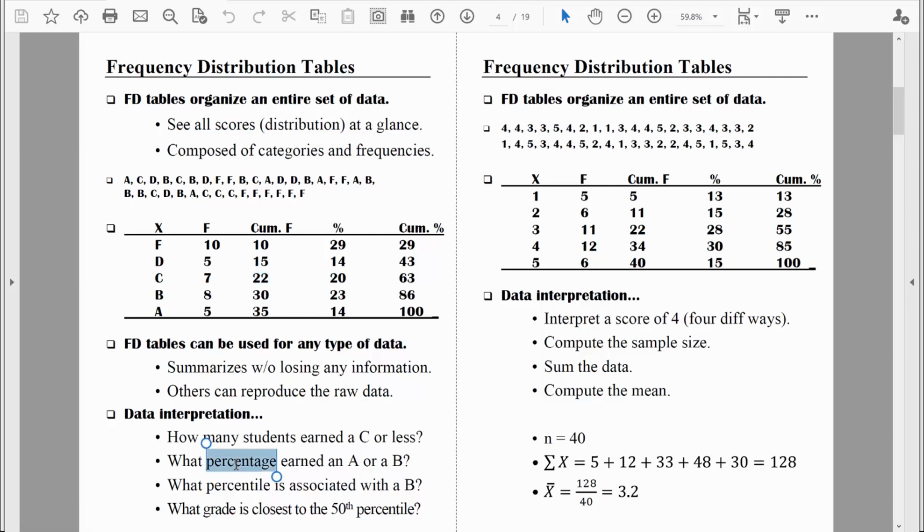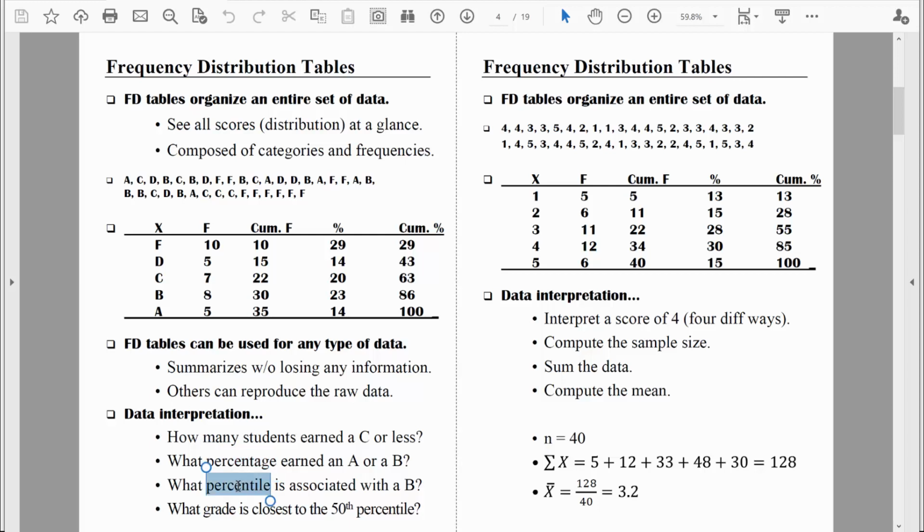This says what percentage earned an A or a B. So clearly we want to figure out the percentage, but we want the percentage of an A or a B. In this case, we can see that 5 students scored an A, 8 students scored a B. 5 and 8 would mean there are 13 students who scored an A or a B. And remember, there are 35 students overall. So if we take 13 and we divide that by 35, we get 0.37 or 37%. So even if that specific number is not listed in our table, we can use our table to answer that question. What about this one?